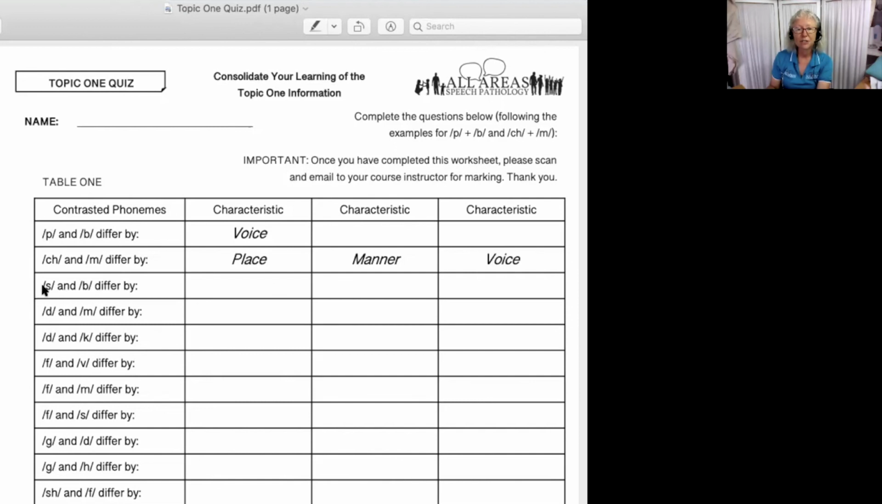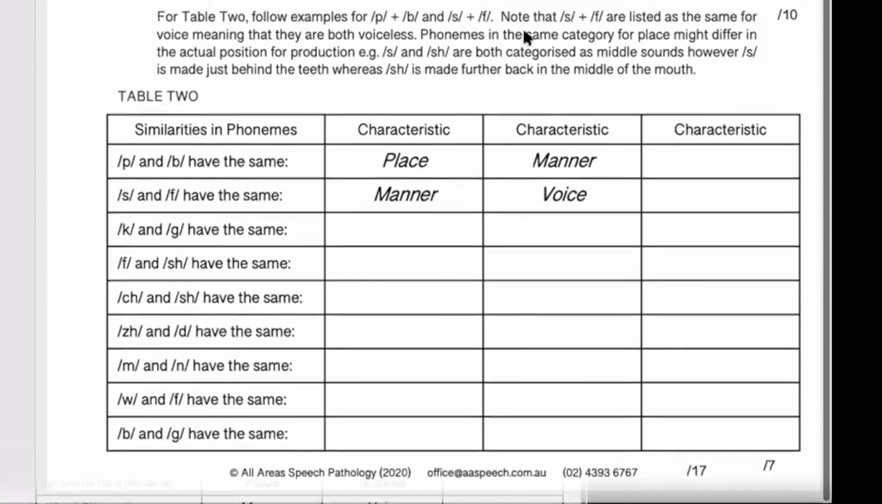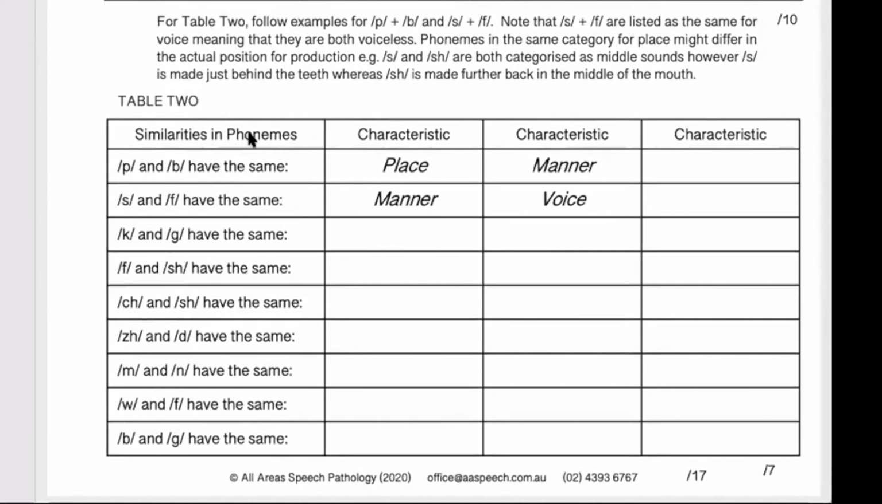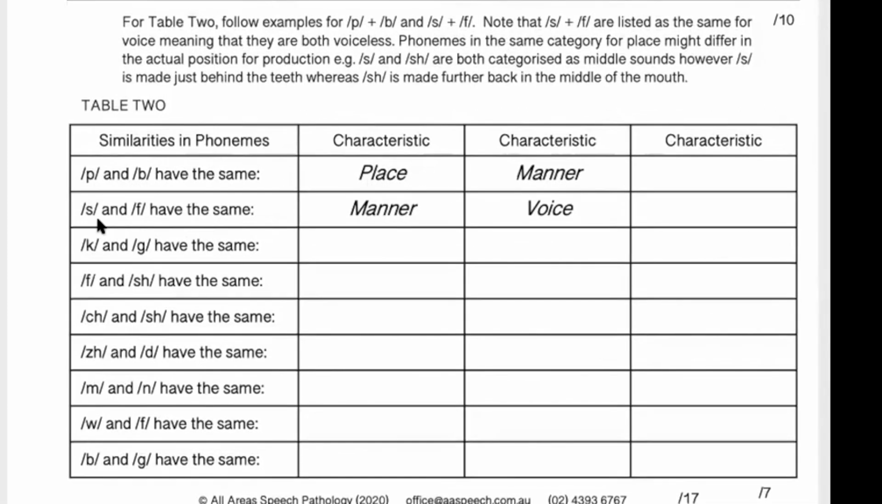So now you're going to use your chart to go and work out s and b. What do they differ by? And write each one. Table 2, now you're going to look for similarities. So p and b, what's the same? The place is the same, both front sounds. The manner's the same, both plosives. Voicing's not the same. One's voiced and one's voiceless, so don't write voice. S and f, both fricatives, both voiceless.